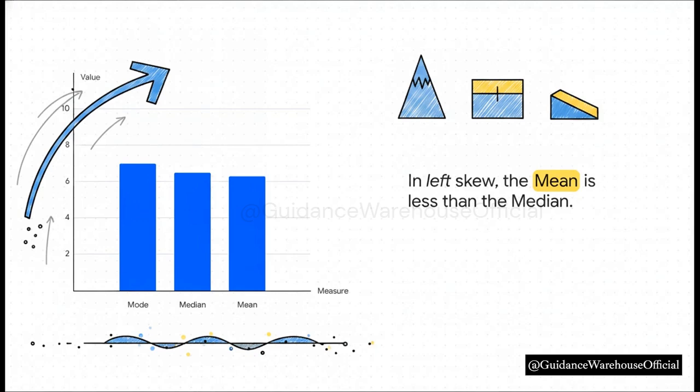The mode? It stays planted at the highest peak, right at 7. But look at the median. It's shifted down to 6.5. And the mean has dropped even further to 6.3. The mean is now less than the median, and both are less than the mode.